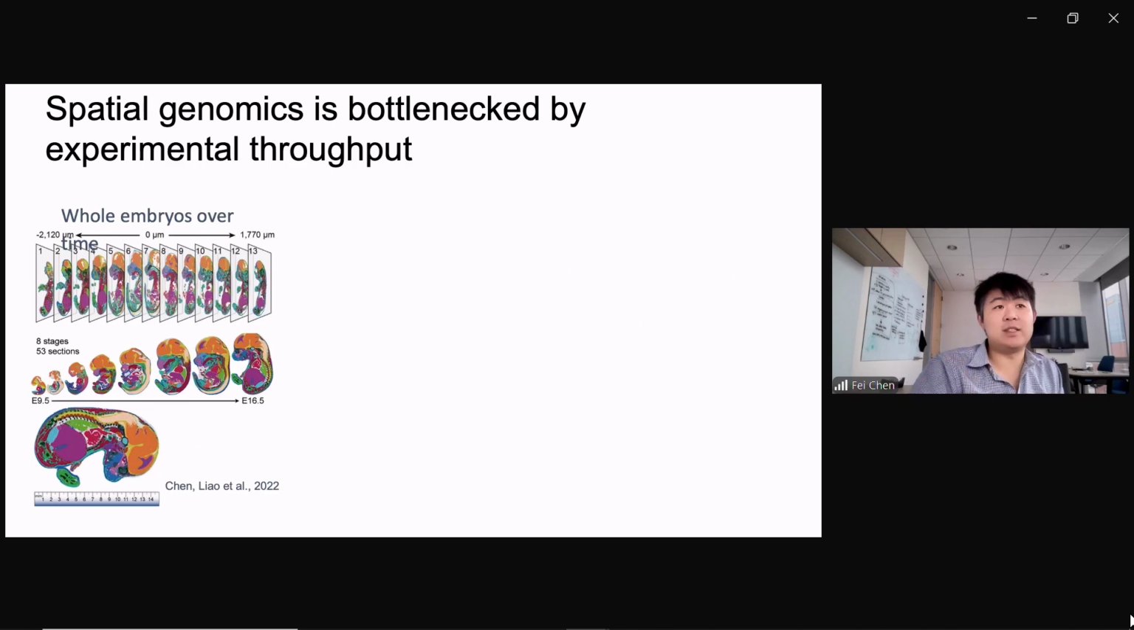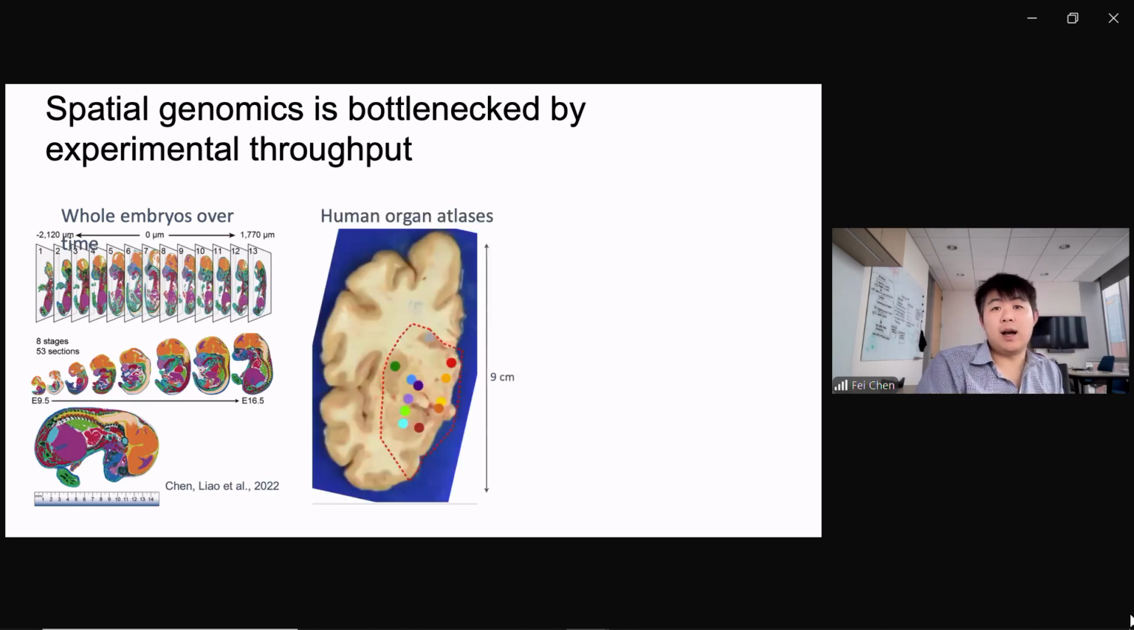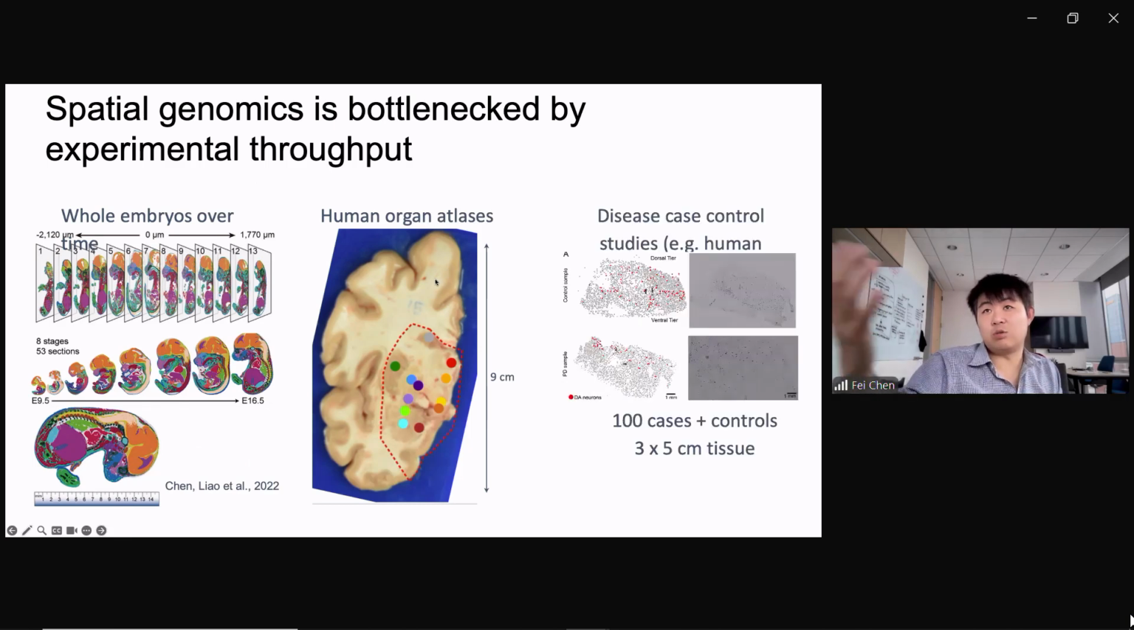This is a cool Stereo-seq data set that was previously generated where they looked at a whole embryo. Here, like in humans, ideally we'd like to be able to do whole embryos over time. Human cell atlases, the human brain is about 9 centimeters in size. This is like a cortical section, or many case-control specimens in human tissue, which are much bigger than 3 or 6 millimeters.